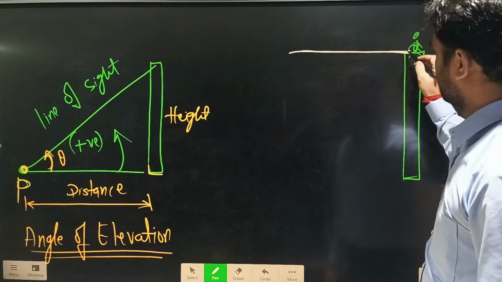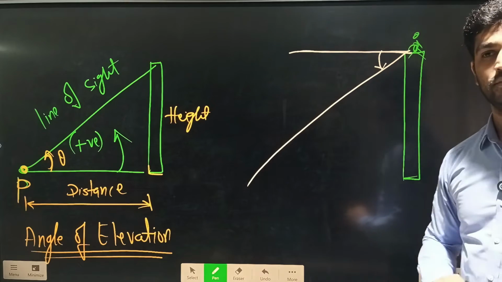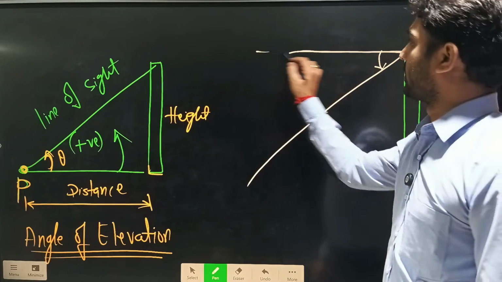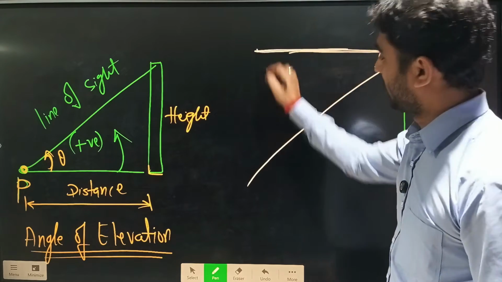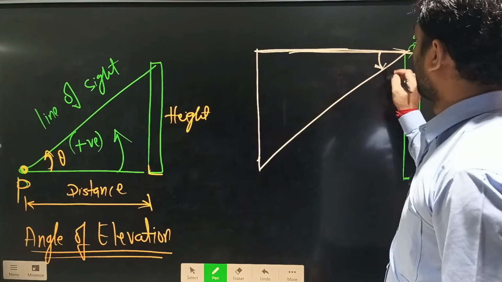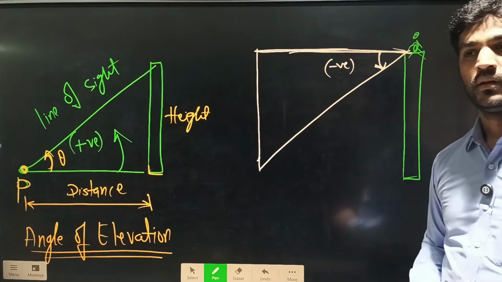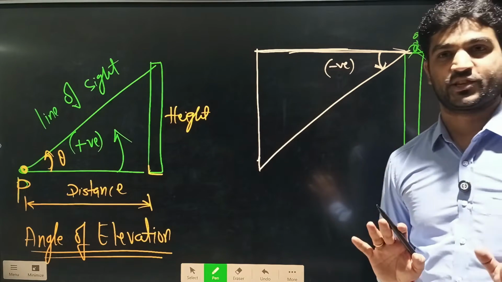Suppose the person is looking at this point, then this kind of angle comes. From here, he is looking at the bottom. What do we call this angle now? This is a negative angle. I hope it's clear. This is one of the representations, one of the views.